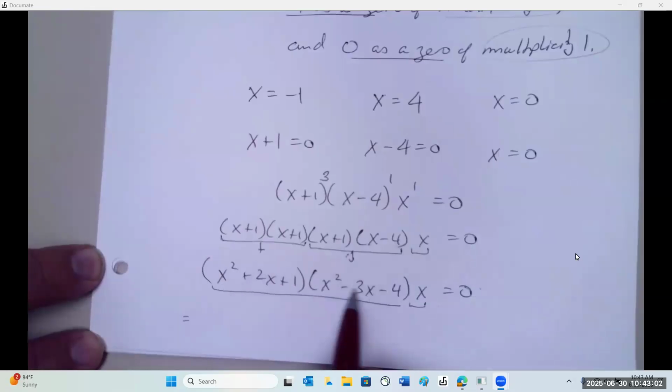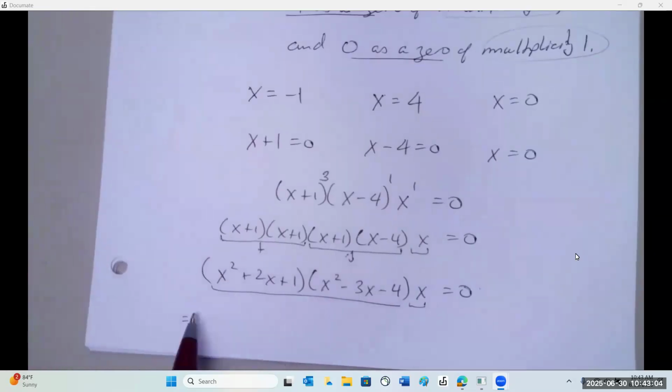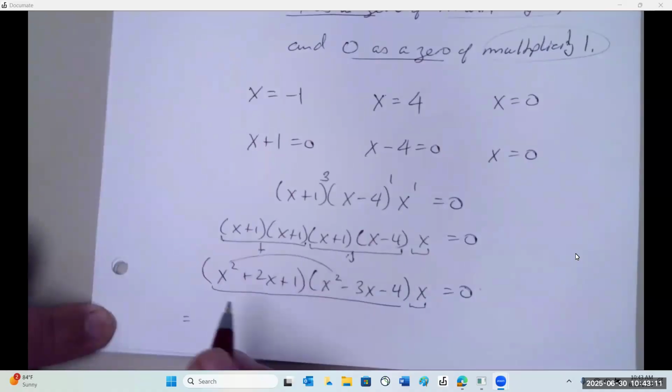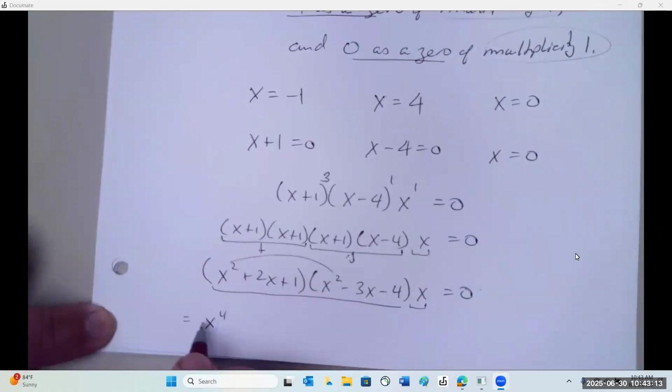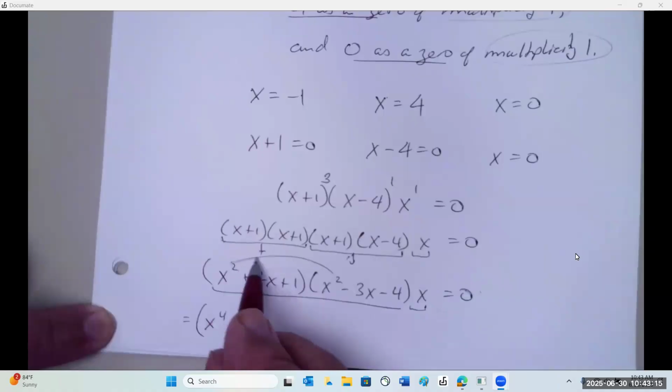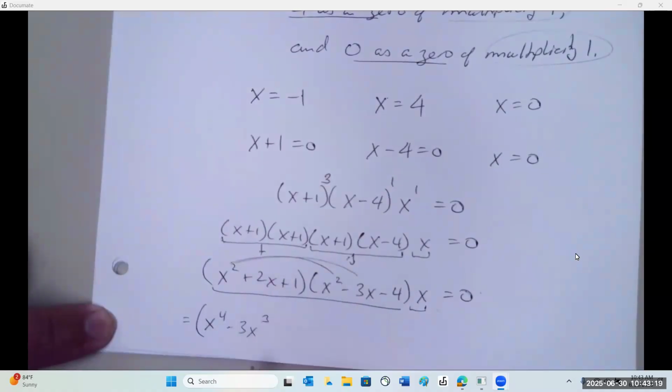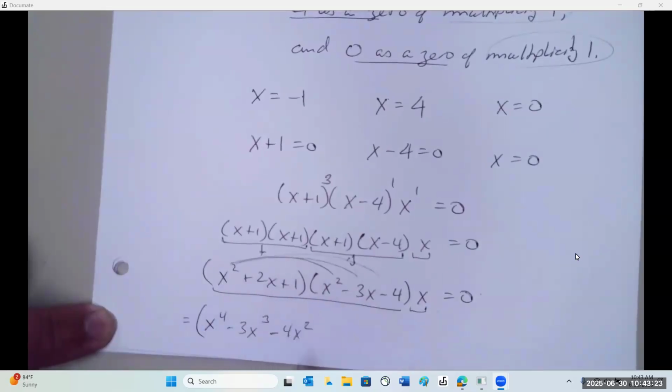We have 3 here, 3 here. 3 times 3 is 9. We're going to have 9 terms before we combine like terms. So we have x squared times x squared is x to the 4th. X squared times negative 3x is negative 3x cubed. X squared times negative 4 is negative 4x squared.